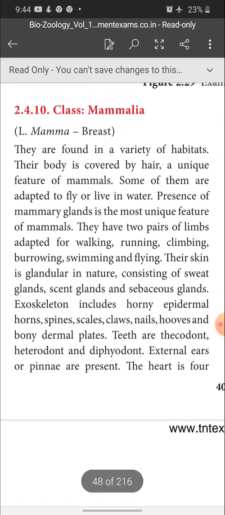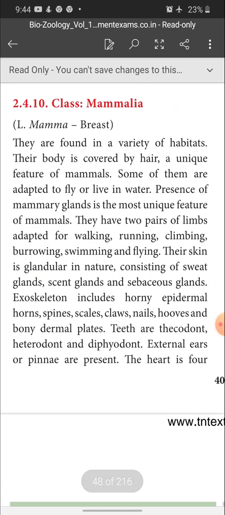Next, finally, I am going to discuss mammalia. They are found in a variety of habitats. Their body is covered by hair, a unique feature of mammals. Some of them are adapted to fly or live in water. Presence of mammary glands is the most unique feature. Underline, children. Mammary gland is present only in the class of mammals.